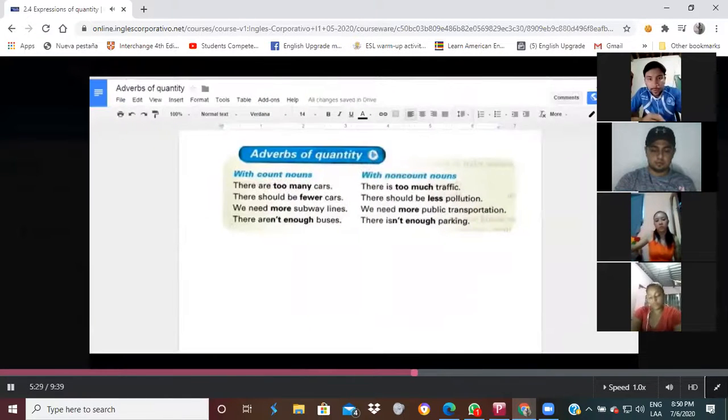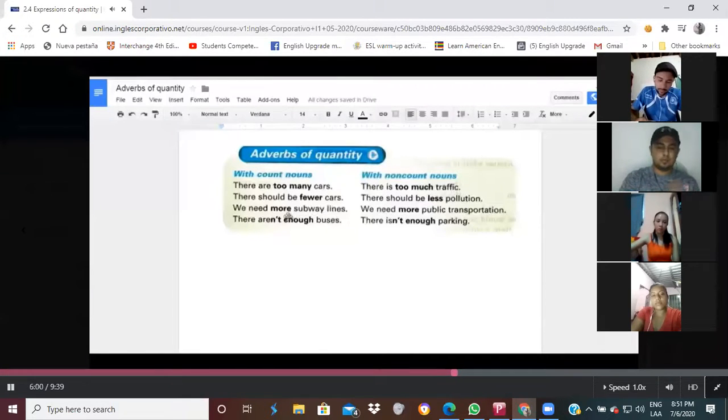What I would like to do next is explain how to describe problems that take place in a city, but now I'm going to do it with noncount nouns. And so what I would like for you to notice is the difference, right? We discussed how to express problems with count nouns. For example, we said there are too many cars. And what I want you to notice is that with noncount nouns, we're going to use different words. So for example, instead of too many, we will use too much. Instead of fewer, we will use less.